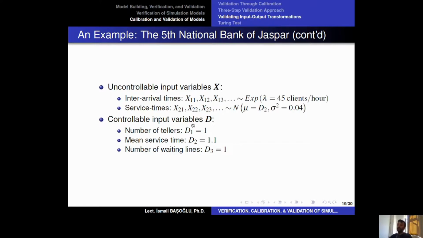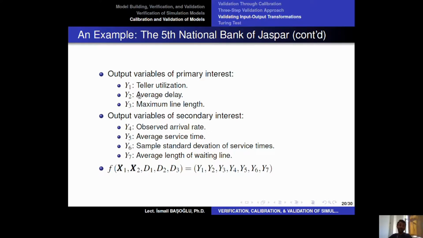And what are the controllable input variables? D1. Right now the number of tellers is 1, but we can change that. We can increase it to 2 or 3. Another controllable input variable based on the improvement options is D2. Right now it is 1.1 minute, but we can reduce this to 0.9 by installing a computer terminal. And the number of waiting lines is D3, which is equal to 1 right now, but we can increase the number of waiting lines as well.